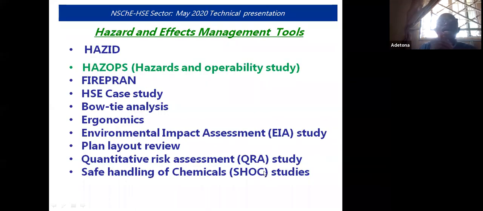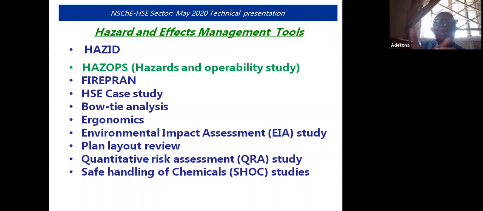Now, the hazard and effect management tools consist of a package of tools through which we eliminate hazards during the front-end design. Then, where we cannot eliminate all the hazards, we put controls and safeguards in place, both to mitigate against the impact to a tolerable level. Here is a list of some of the tools. First is the HAZOP, Hazard and Operability Study.